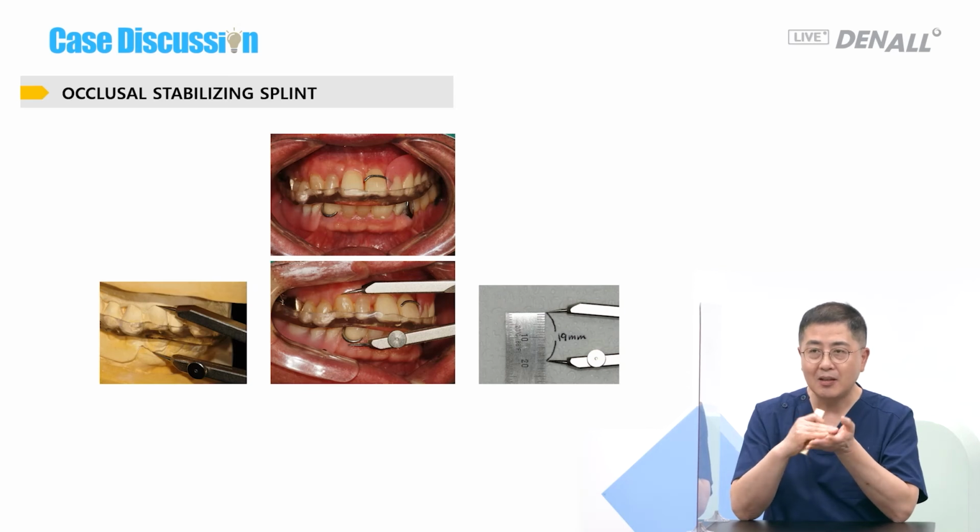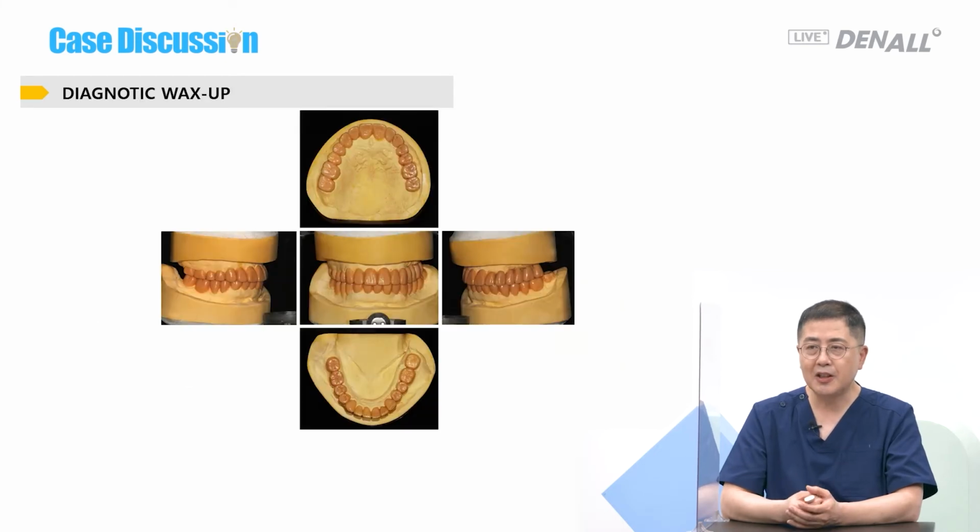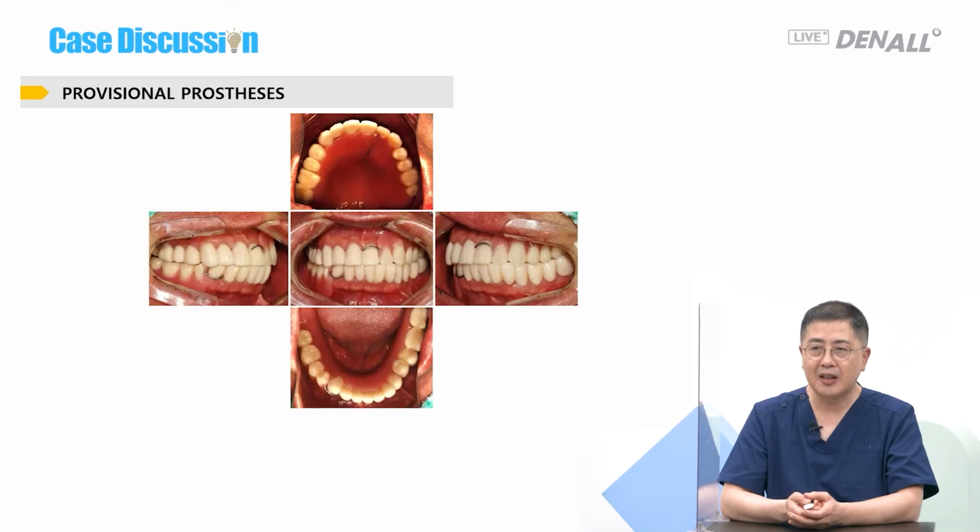If you raise VDO, TMJ trouble can result. So we check whether that creates any problem. Based on that, wax up is done and the provisional is made and tried in the mouth of the patient.